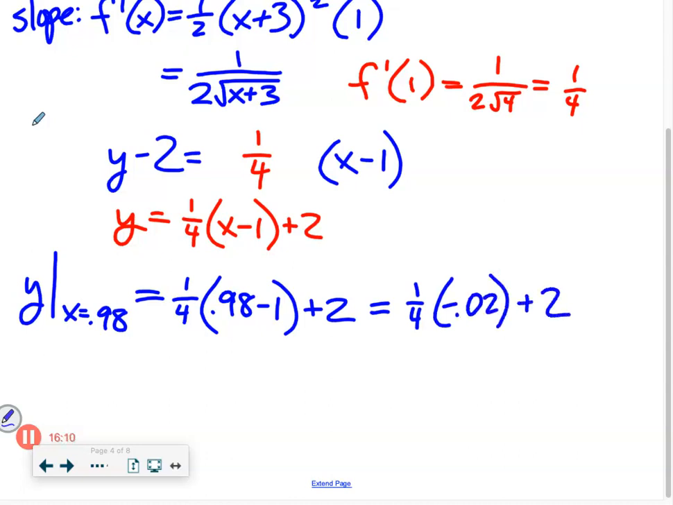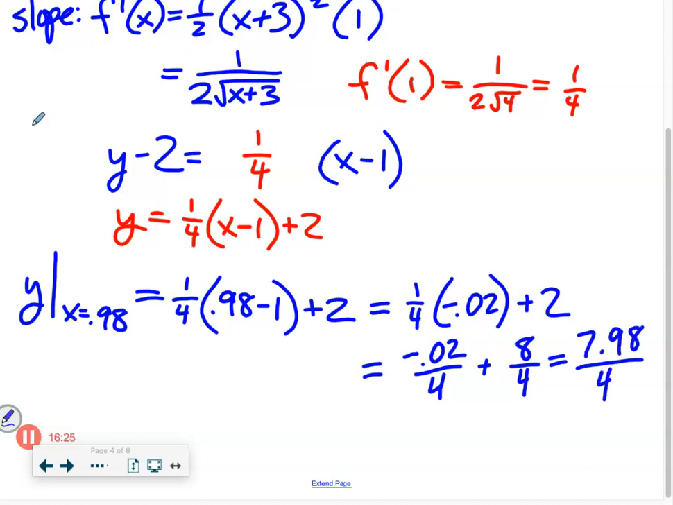So let's see, we get negative 0.02 over 4 plus 8 over 4. So I get 7.98 over 4. I do not like decimals within fractions, so I would probably make you clean this up by multiplying top and bottom by 100, and then you get 798 over 400. And then you could reduce that if you want.